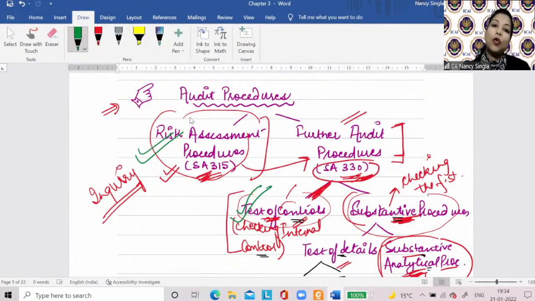Theek hai? Why will the auditor check the internal control? Because now, based on his assessment of the operating effectiveness of test of control, he is going to decide the nature, timing, and extent of the substantive procedures that the auditor is going to perform.